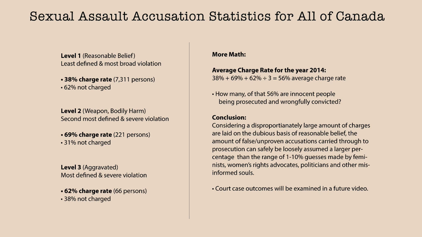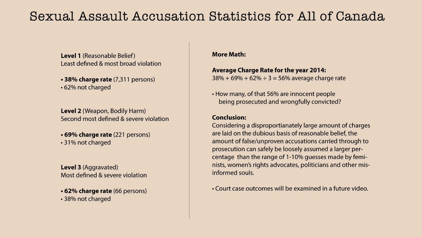The overall conclusion here is that considering a disproportionately large amount of charges are laid on the dubious basis of reasonable belief, the amount of false, unproven accusations carried through to prosecution can safely be loosely assumed a large percentage, larger than the range of 1 to 10%, which are guesses made by feminists, women's rights advocates, politicians, and other misinformed souls.